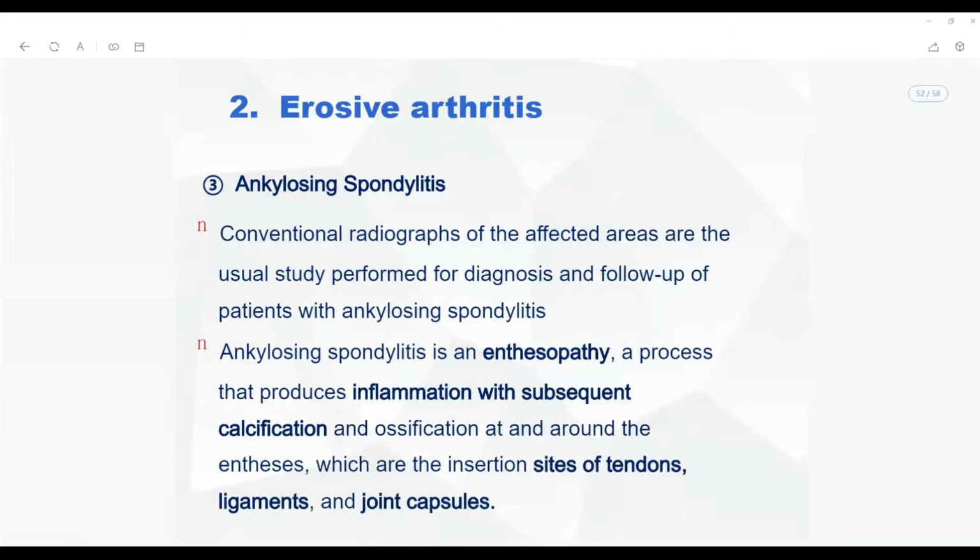Now, what we see here, ankylosing spondylitis is technically a very interesting disease, which happens along the spine. It will produce a particular appearance, which is called, I think I told you before.